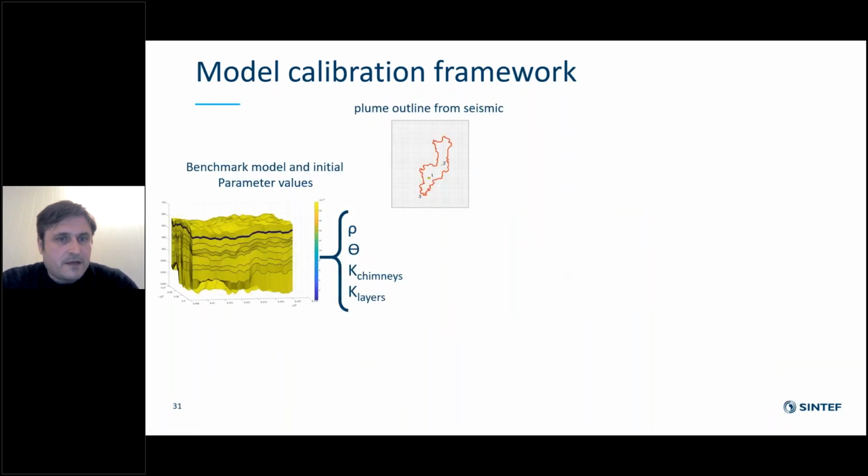So a word on the methodology. We seek to calibrate the parameters that are mentioned here, which is the average density rho of CO2, porosity of the sandstone, and permeability of each layer of sandstone and of these chimneys. So we depart from the information that is provided by the benchmark model, and we run a numerical simulation of the injection operation between 1996 and 2010. Next view, please.